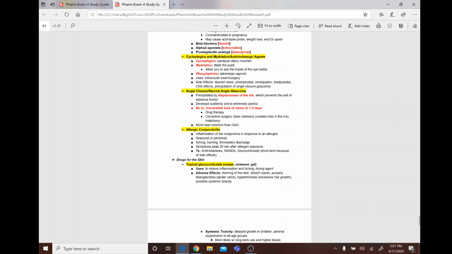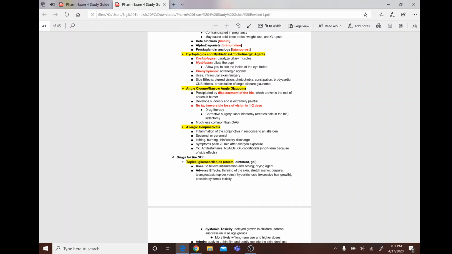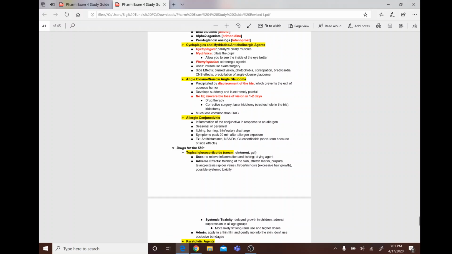Alright, what's acute conjunctivitis? Inflammation of the conjunctiva in response to an allergen. What are the side effects of allergic conjunctivitis? Itching, burning, thin watery discharge, usually 20 minutes after exposure. How do we treat allergic conjunctivitis? Antihistamines, NSAIDs, and then short-term glucocorticoid use.